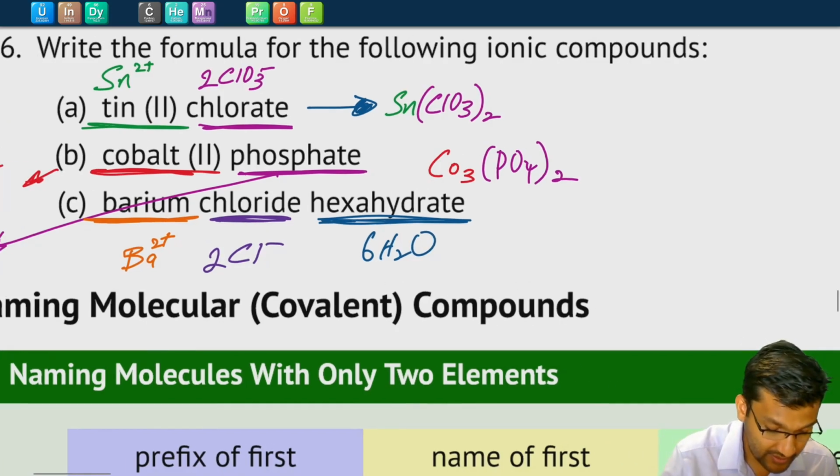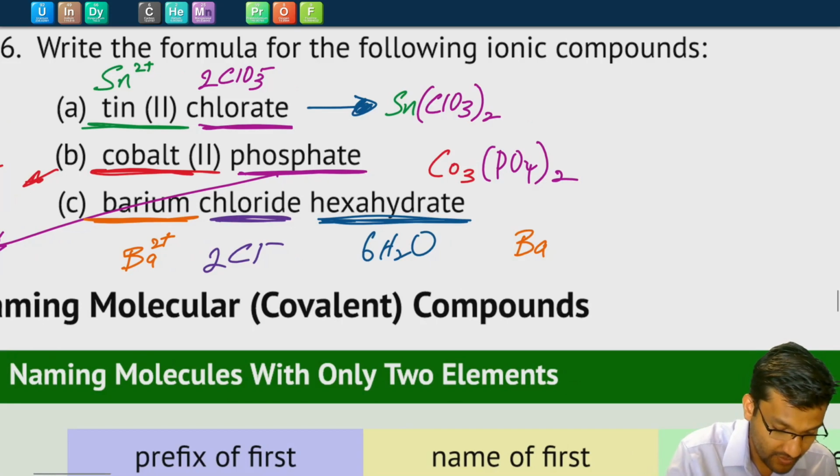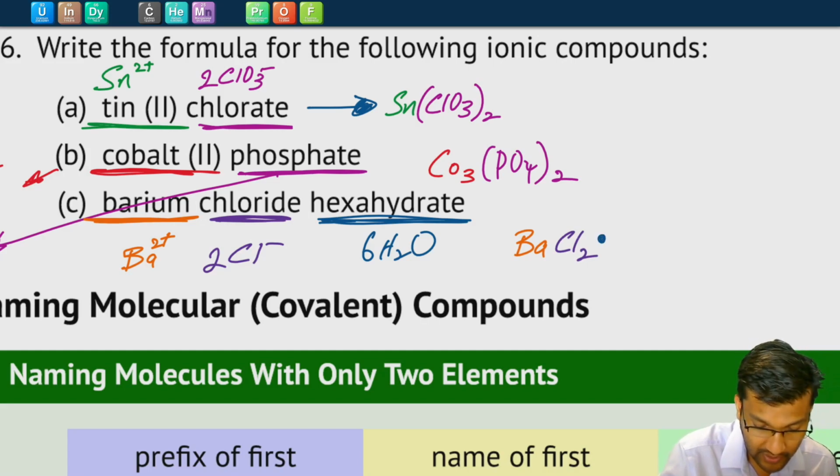So if we put this all together, we have Ba. For the chloride, we need 2 of them, so Cl2. And then for the hexahydrate part, we put a little dot there, 6H2O.